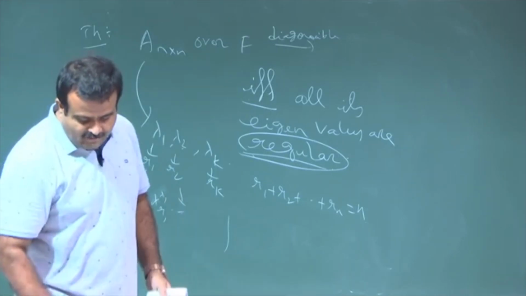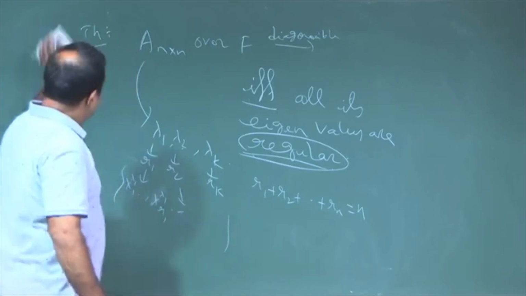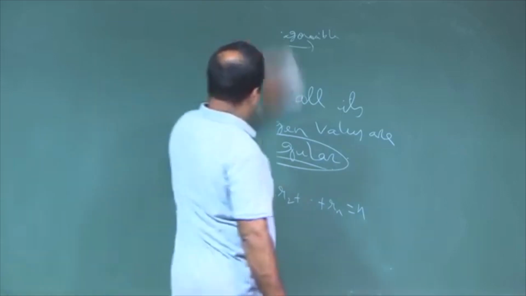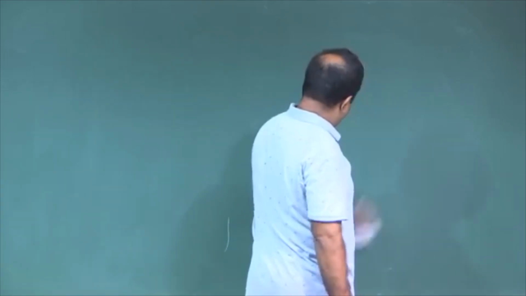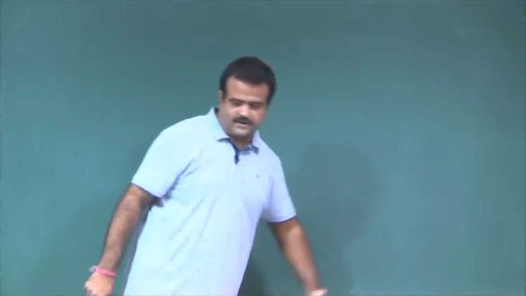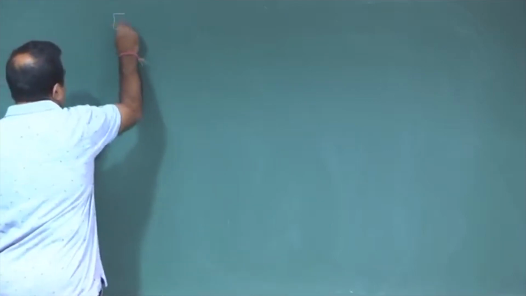So, let us take an example of a matrix A, and we will see whether this is diagonalizable or not. You have to find the matrix P. Again, how to get the matrix P, that is important.